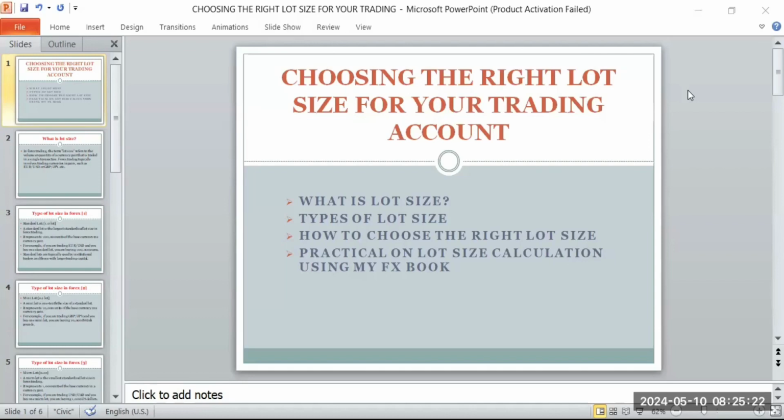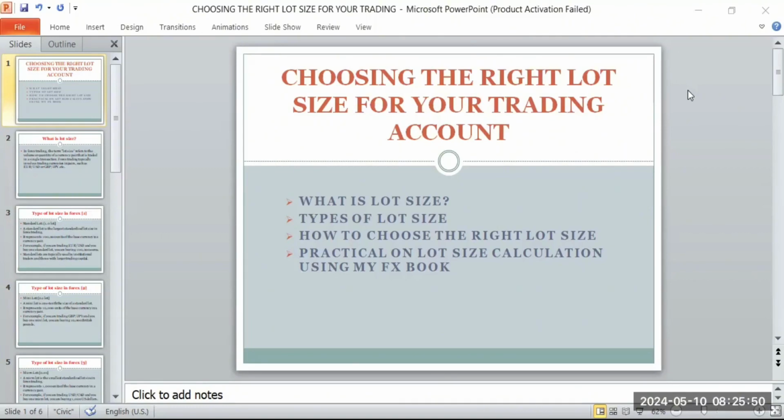A lot of people jump into forex trading without really knowing how to manage their risk or how to use the appropriate lot size for their account. If you don't know how to do this, it is a very, very big risk you are taking. This is one of the reasons why most people come into trading and lose all their money in a day and end up in pain. You need to avoid this kind of situation.